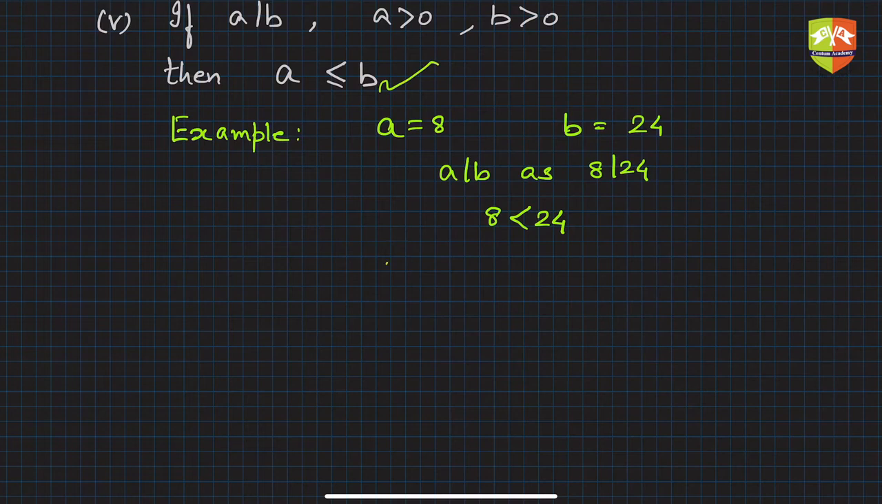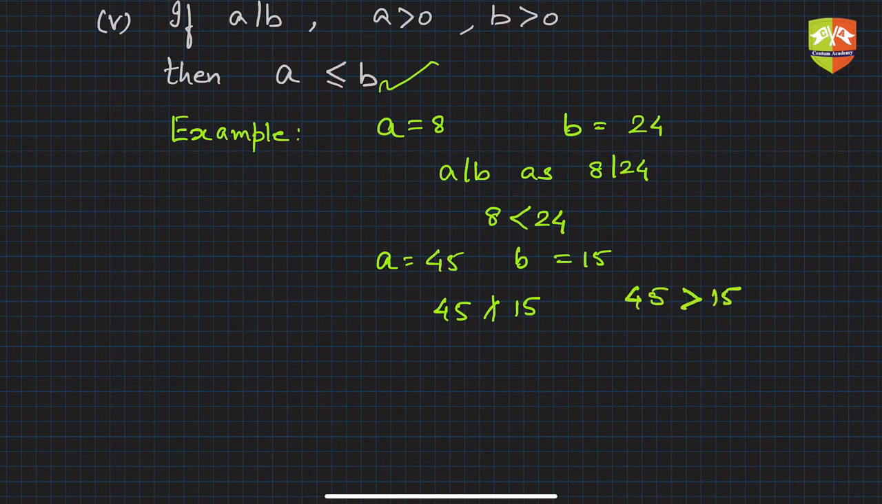this holds. Let's take another one, A is equal to 45 and B is equal to 15. Clearly 45 doesn't divide 15. If it is not dividing, there is no possibility, anyways 45 is greater than 15, correct? So hence, if something is dividing some other integer, then that divisor has to be less than or equal to the dividend, that's for sure. But how do we prove it mathematically?